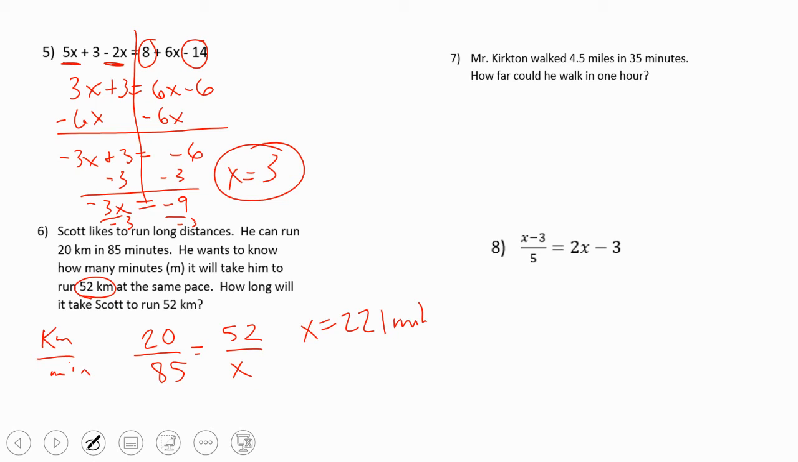Mr. Kirkton walked 4.5 miles in 35 minutes. How far could he walk in an hour? So we have miles over minutes. So 4.5 over 35. This says 1 hour, so that's actually 60 minutes. Once you have it set up, use your calculator. 4.5 times 60 is 270 divided by 35, 7.71.